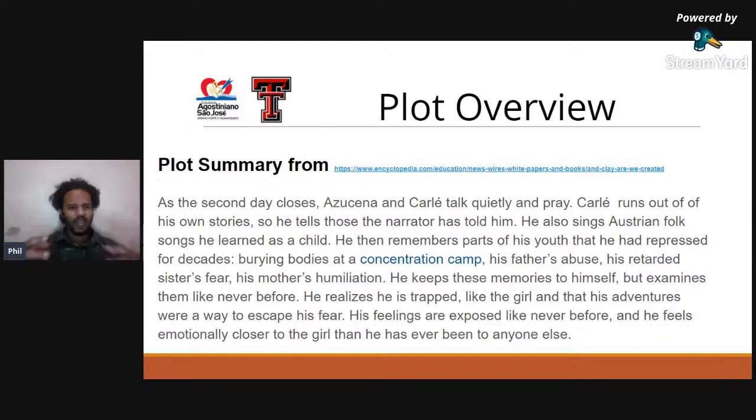And he starts to realize he is trapped, just like this little girl. Okay, she's physically trapped, but he's trapped in here. Okay, and that may be the worst prison when you're trapped in your mind. Okay, and he realizes that all these adventures, all of this journalism that he's been doing, it's been a way to escape his fear, escape himself. So his feelings now are exposed like never before. And he feels so close to this girl, okay? And emotionally closer to her like never before.